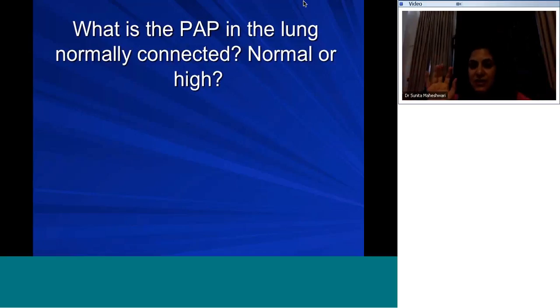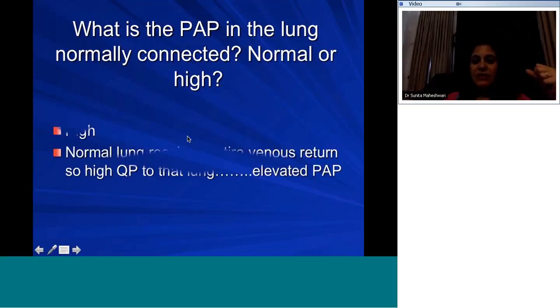It has systemic hypertension. But what about the normal lung, the normal artery? Does it have a high pressure or normal? And yes, it has a high pressure. Why does it have a high pressure? Even though the normal lung is not coming off the aorta, why does it still have a high pressure?